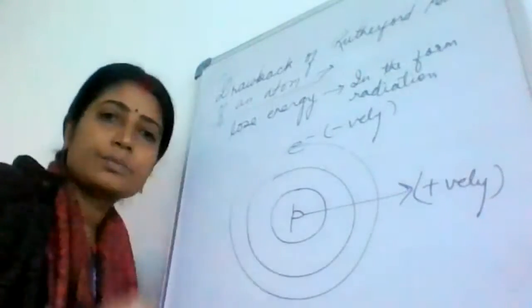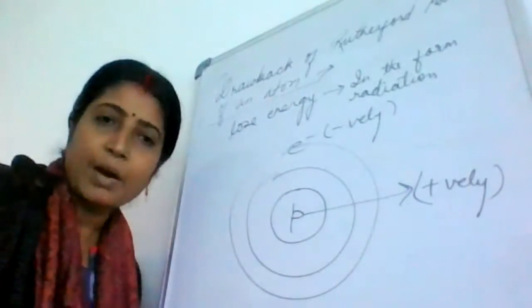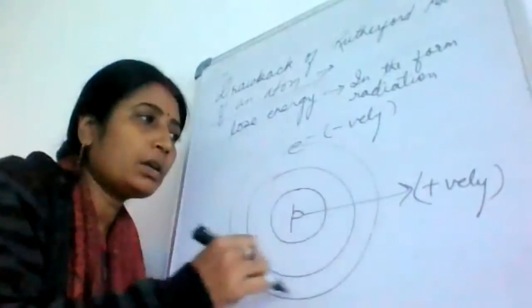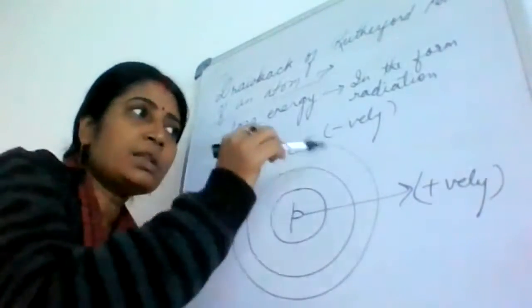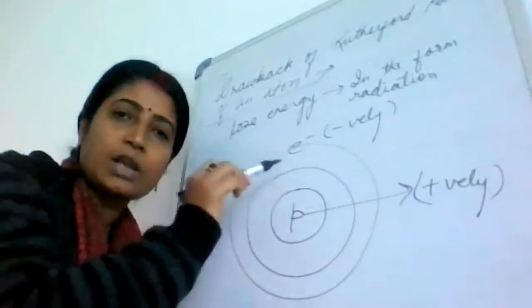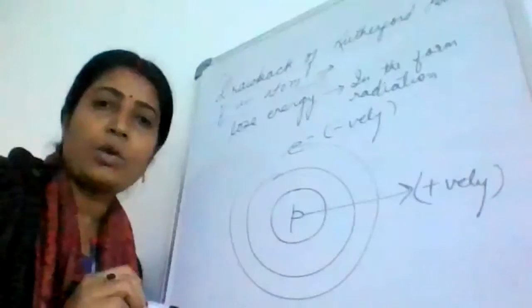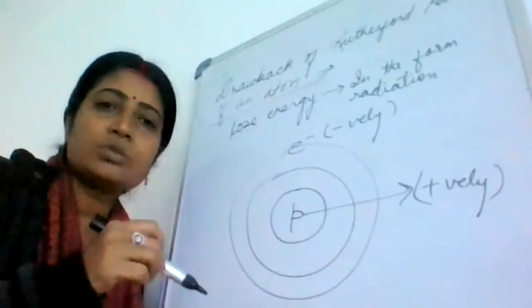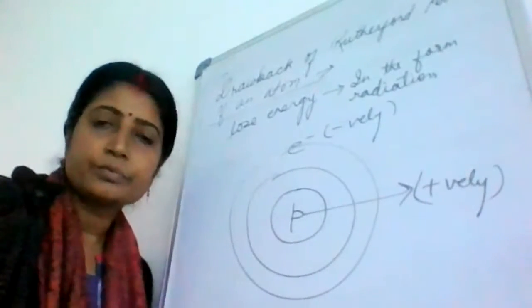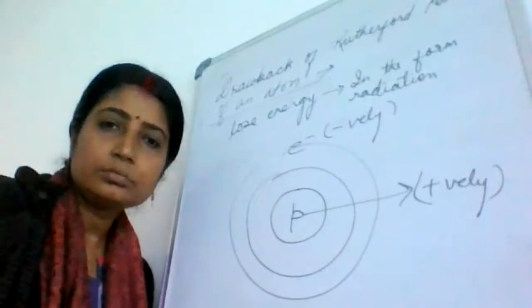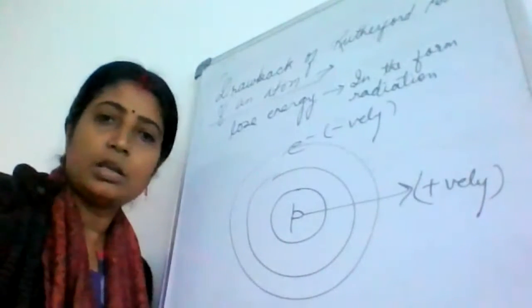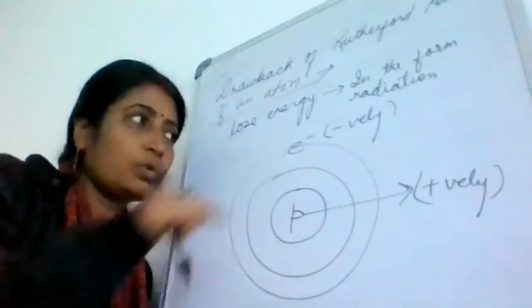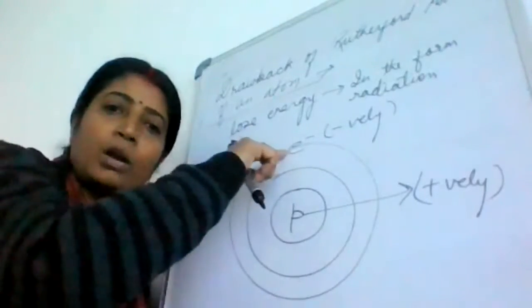So the electron is a negatively charged particle. It is continuously moving, so it is in acceleration. And when a charged body is in acceleration, ultimately it is going to lose energy. It will lose the energy.